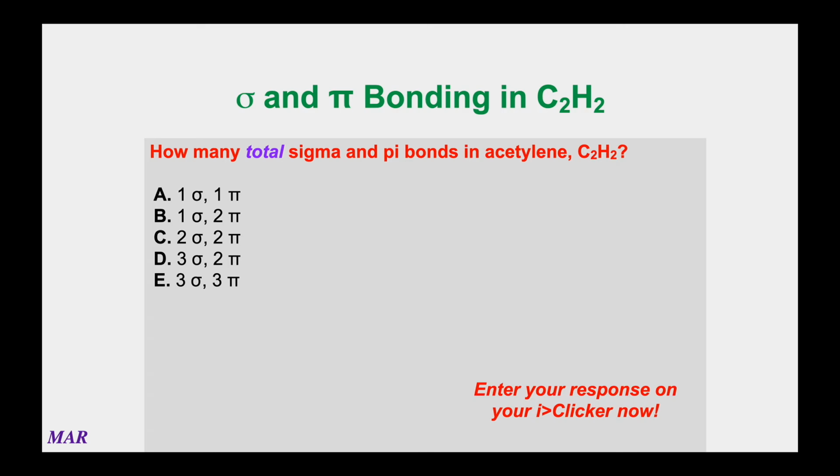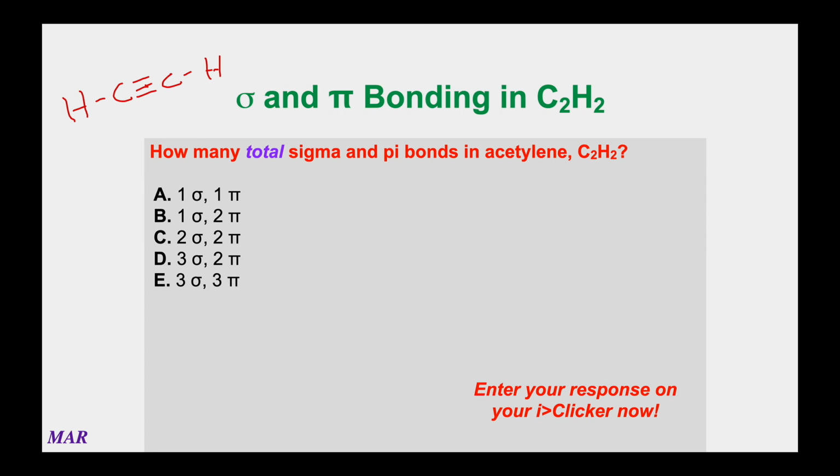How many total sigma and pi bonds are in acetylene, C2H2? All right. Well, I covered up the picture there, so let me draw. What you would do, first of all, if this was your problem, is draw the Lewis structure for acetylene. And when you do that, it looks like this. It has a triple bond between the two carbons, and there are single bonds to the hydrogens.